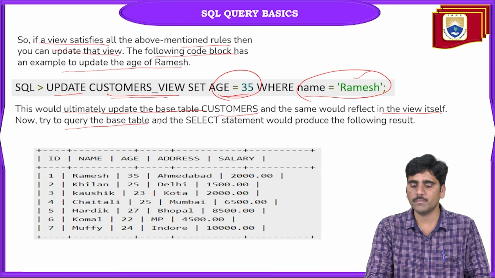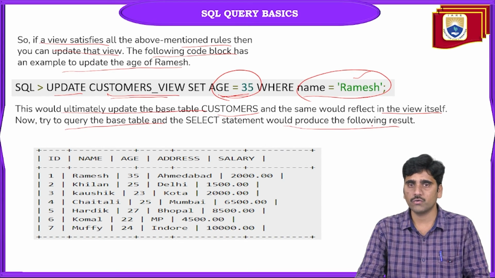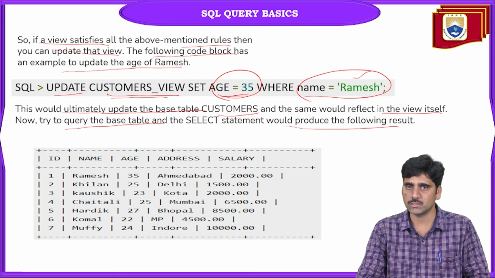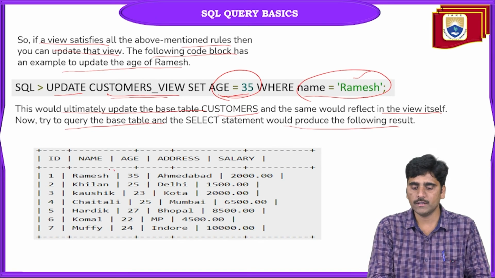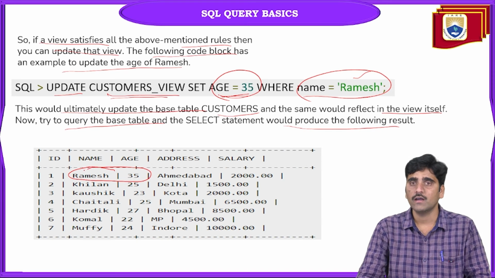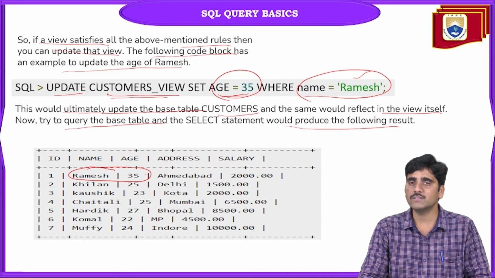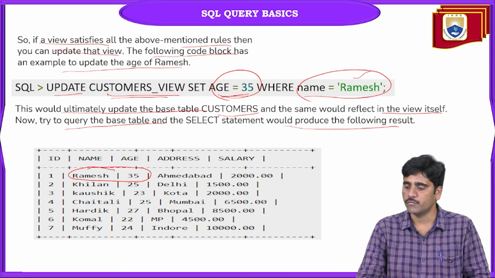Now try to query the base table and the select statement will produce the following result. So once you update through this view, it is automatically updated in the base table also. That's why it produces the following output, with the updated age of 35 for the Ramesh value. So this is the way you can update the view.